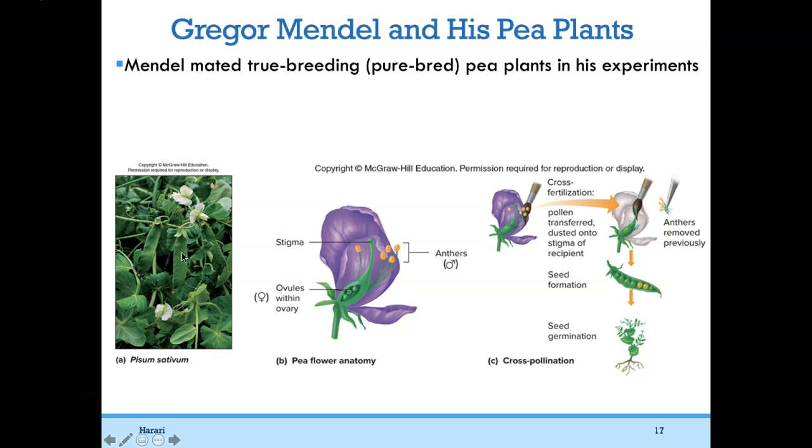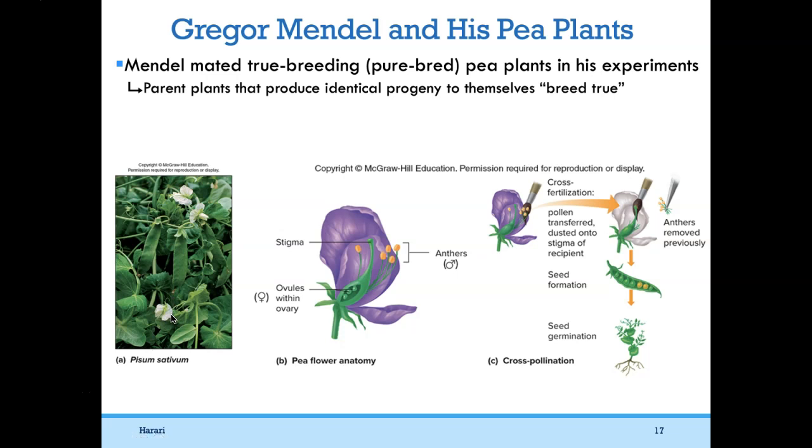And this is a picture of peas, what they really look like. You might have seen a pea plant before. Right? So these are the pea flowers. So it's important that Mendel only used true breeding pea plants in his experiment. True breeding is the same thing as saying purebred or pure breeding. This means these parental plants always produced identical progeny to themselves. They were purely bred.